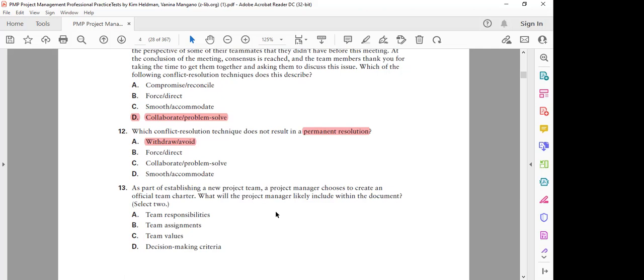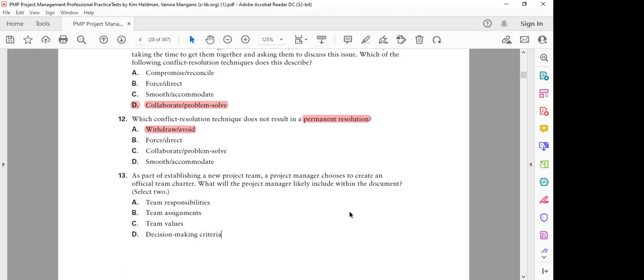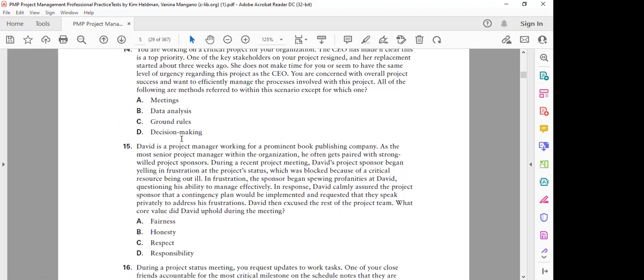Miss, no, what happened? No. Yeah, the last one is correct. I just changed it, sir. I changed it. Yeah, team responsibilities and team assignments are part of the resource management plan, not the team charter. In the team charter, we define the team values and decision-making criteria, how decisions will be made. There's a huge gap in your knowledge, I think, for the team at least.